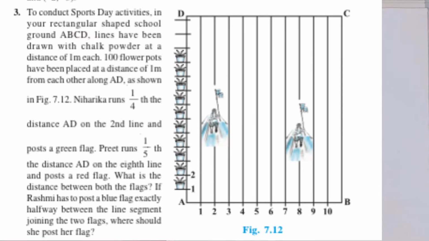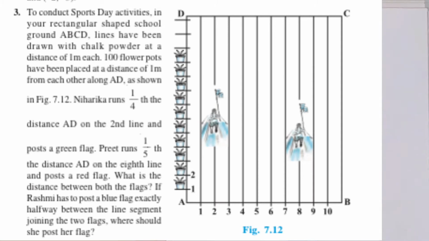Along AD, 100 flower pots have been placed, and the distance between each pot is 1 meter. That means total length of AD will be 100 meters. And Niharika runs 1/4 of the distance of AD. That means she runs 25 meters. 1/4 of 100 is 25. And she runs on the second line. So coordinates of the flag posted by Niharika are 2, 25.